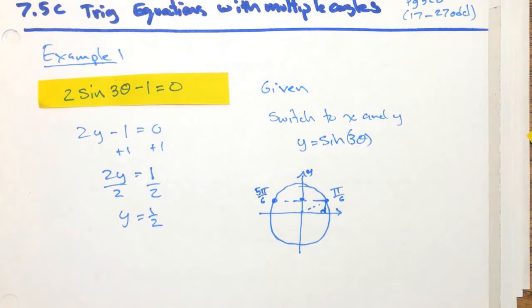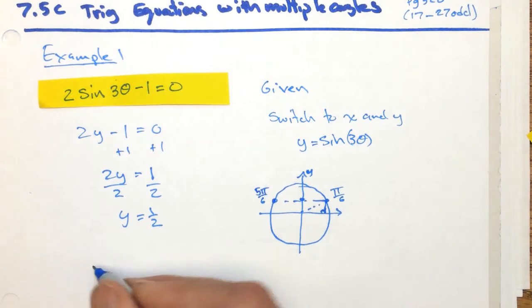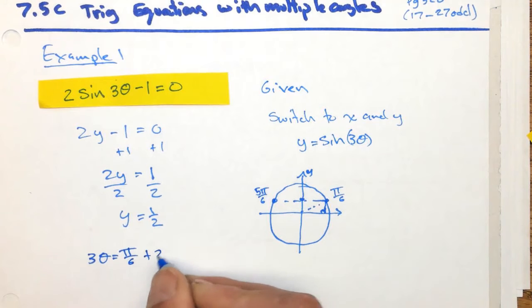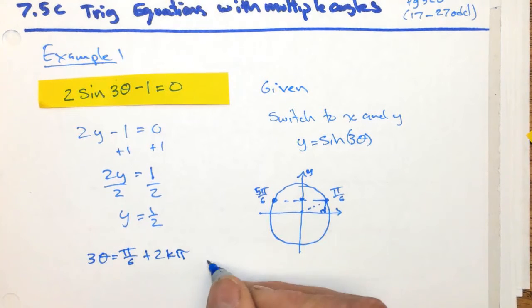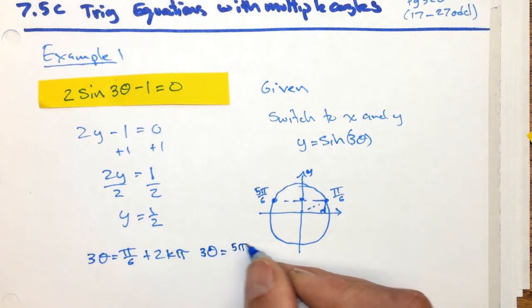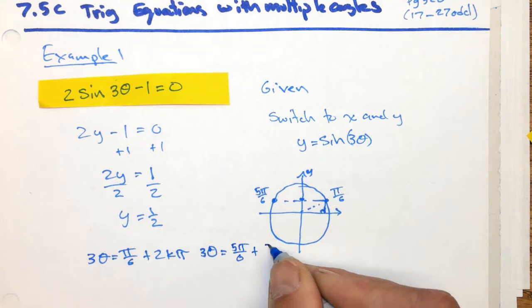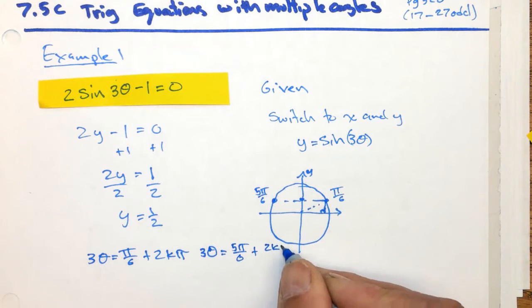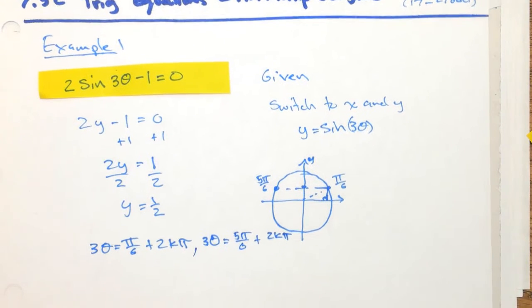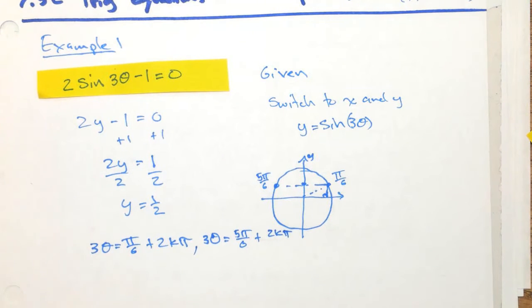Now we have the two solutions. Let me write them down. Instead of theta, I have 3 theta. And 3 theta equals pi over 6 plus 2k pi. And I have 3 theta equals 5 pi over 6 plus 2k pi. So these are my two general solutions, although I need them in terms of theta.